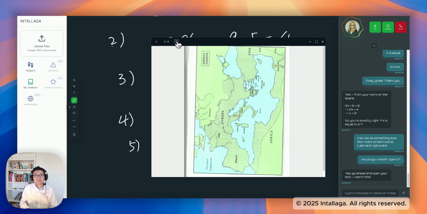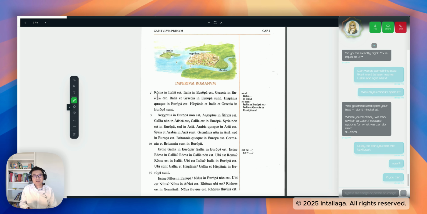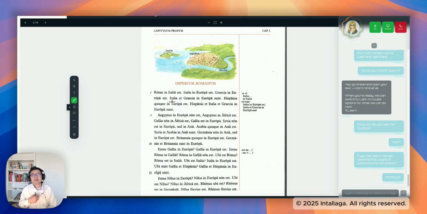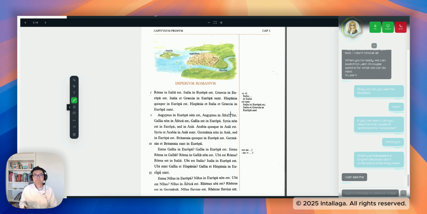I don't mind at all. When you're ready, we can switch to Latin. If you can see it, can you read the first couple of sentences for me, please? And try to translate it in English because I don't understand what they mean. I can see the page clearly.